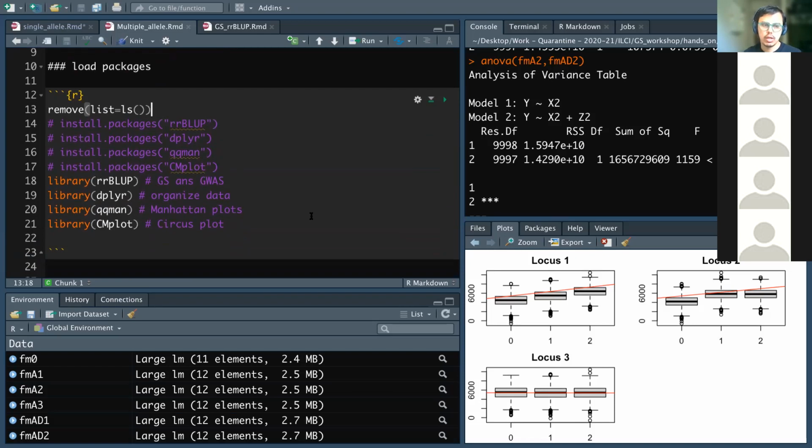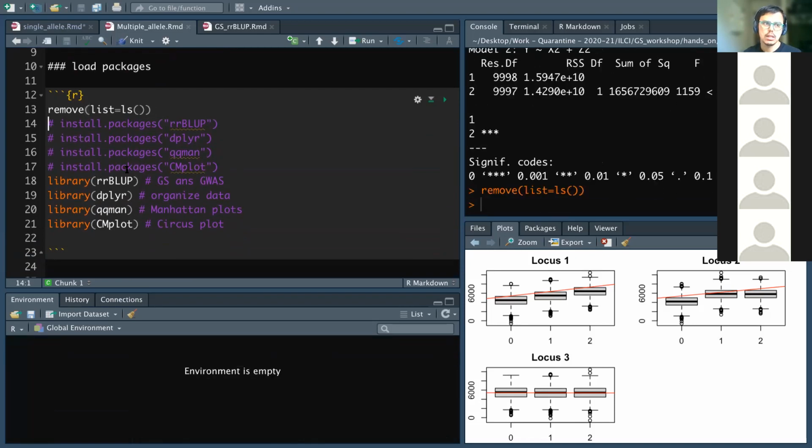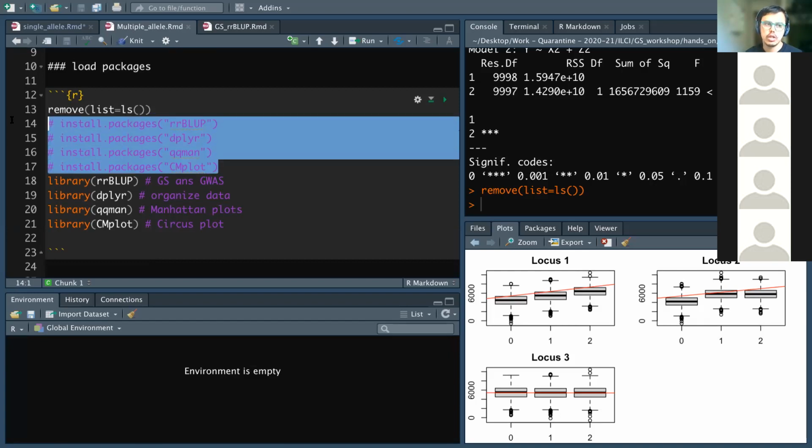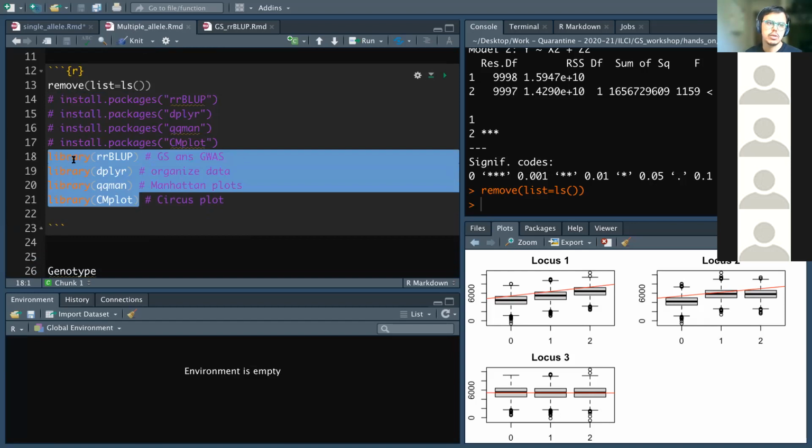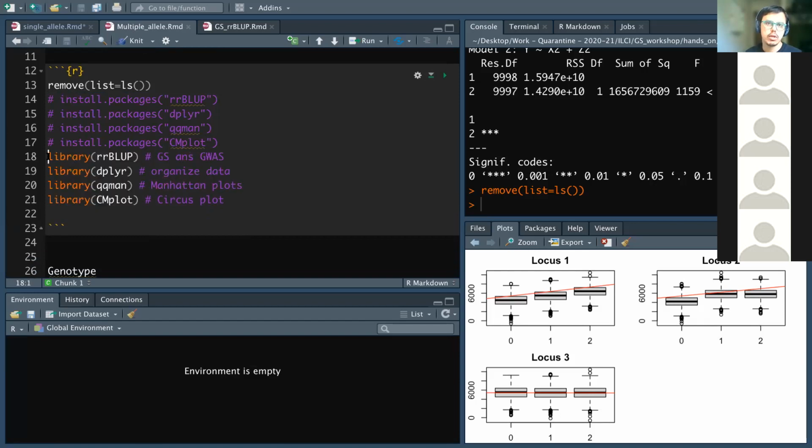And if you are not familiar with the packages, you have to install them, and then you have to load them into your R session. The way to install the package is just install.packages and the name of the package. I am not going to install them because they are already in my computer, but I have to load the packages.